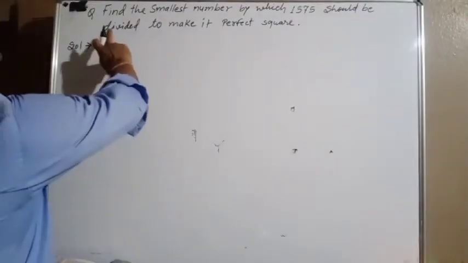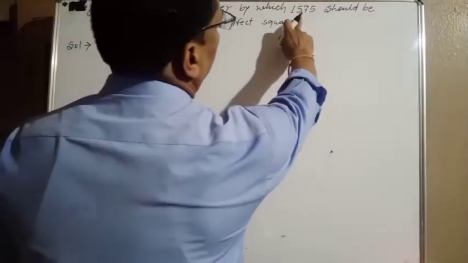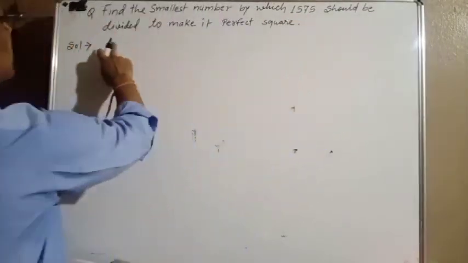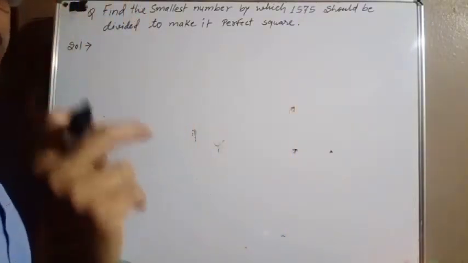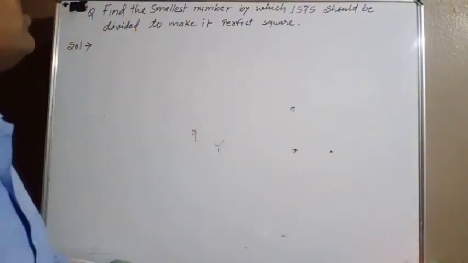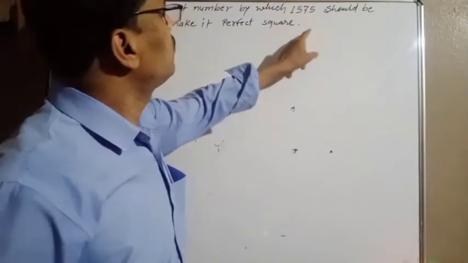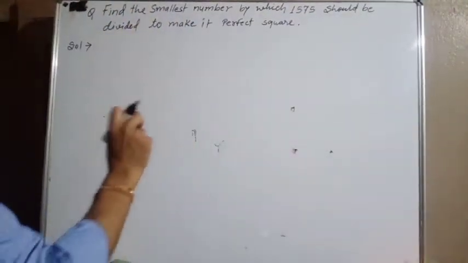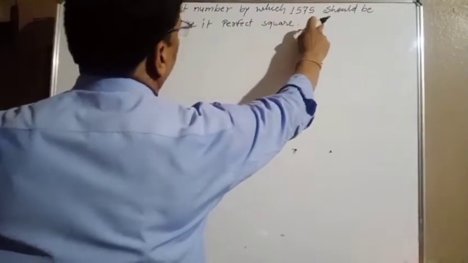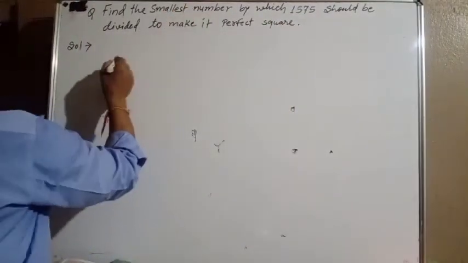Look here, find the smallest number y by which 1575 should be divided to make it a perfect square number. In this question, we want to find such a number y which we can divide 1575 by to make it a perfect square number. What is the first step? First, we will find its prime factorization. Let us find the prime factorization of 1575.